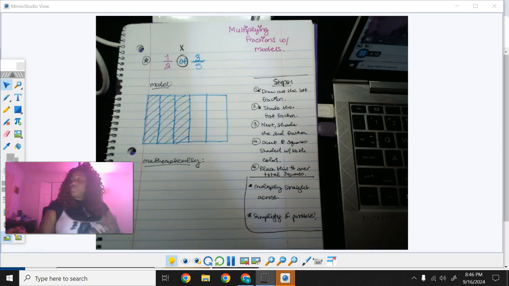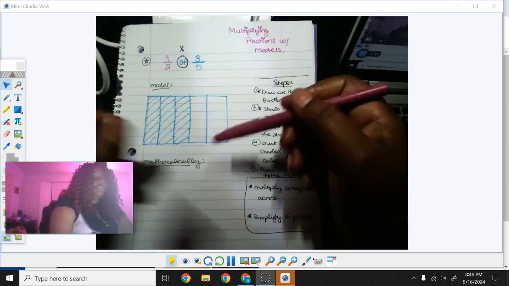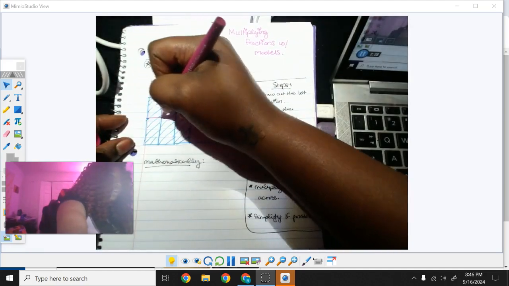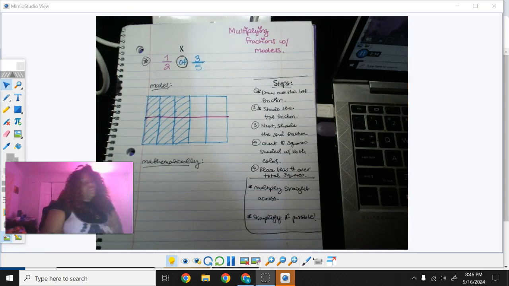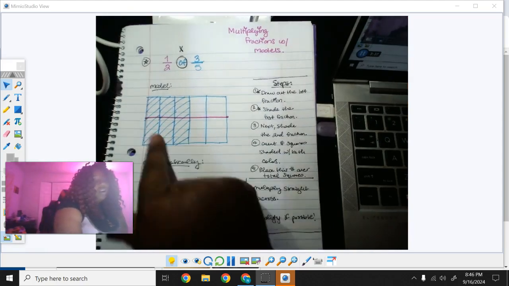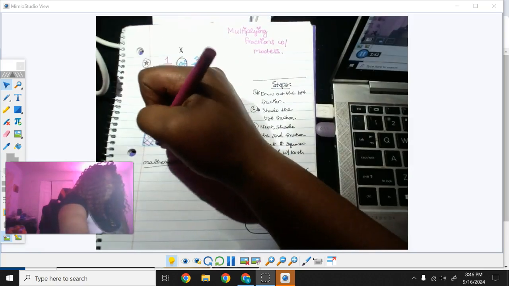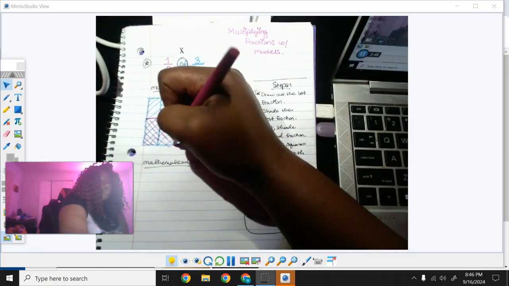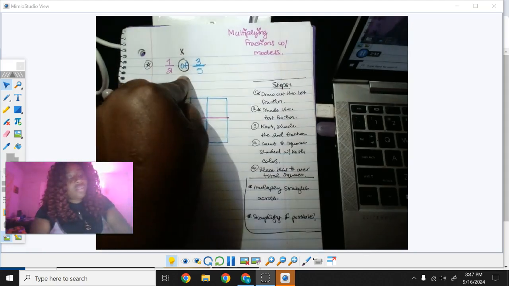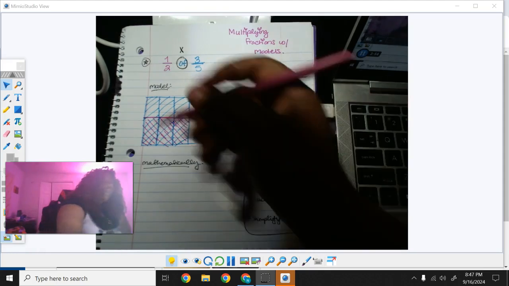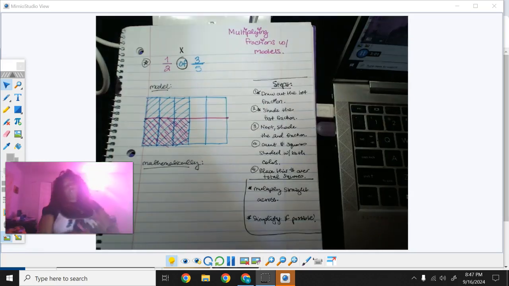So that fraction is 1/2. So instead of vertically, I'm going to go horizontally this time. And I'm going to cut my squares in half. And instead of shading all of these, I'm only going to shade half of the shaded squares. So I'm going to do half of 3/5. Okay? So I'm only shading half of the 3/5.